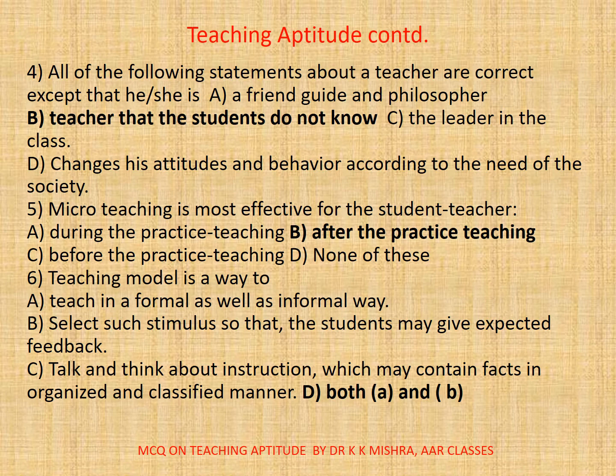6. Teaching model is a way to A. Teach in a formal as well as informal way. B. Select such stimulus so that the students may give expected feedback. Or C. Talk and think about instruction which may contain facts in organized and classified manner. Correct option is D. That A and B are.